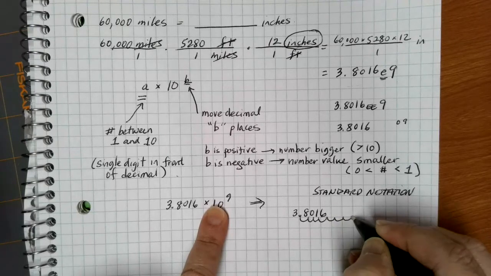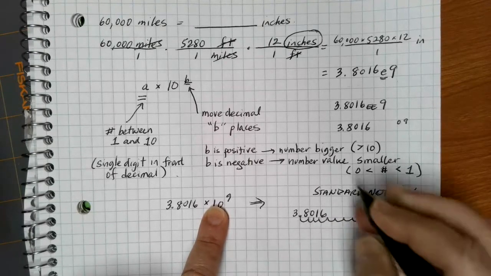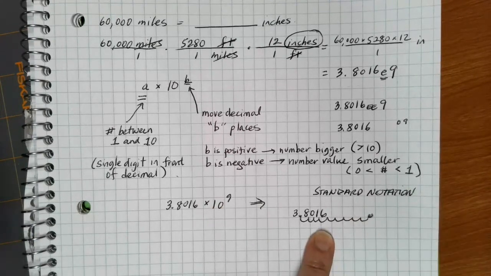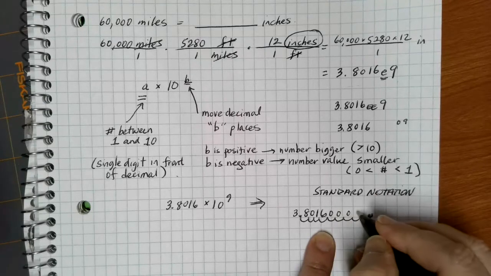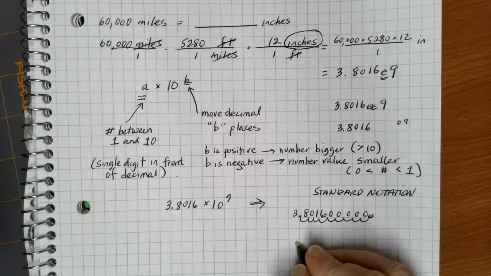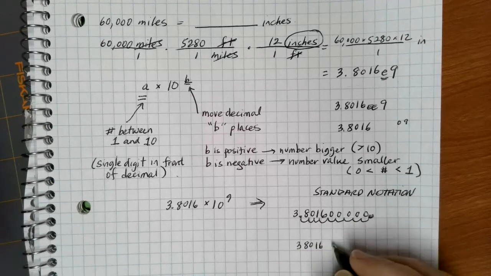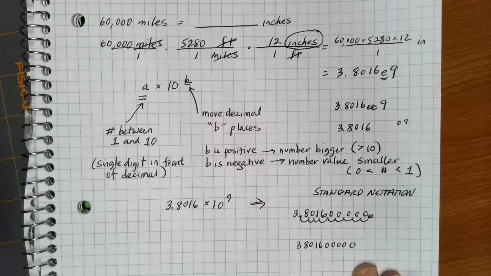1, 2, 3, 4, 5. So that gives me a total of 9 movements of the decimal. And so now my decimal is here at the end. For any spaces, I need to add in zeros to account for the place value that's being represented. So what I have here is 38016 with 5 zeros, 1, 2, 3, 4, 5, and this is going to be my number written out.